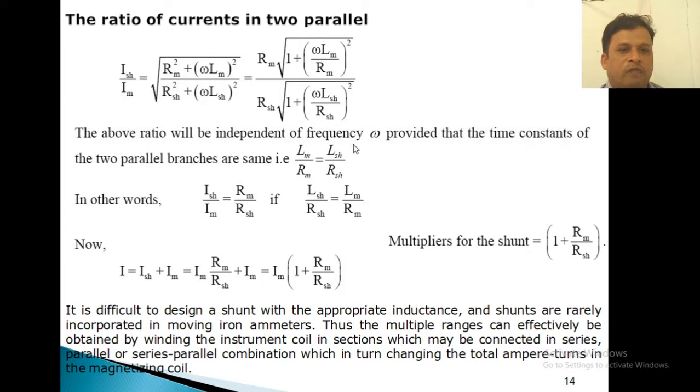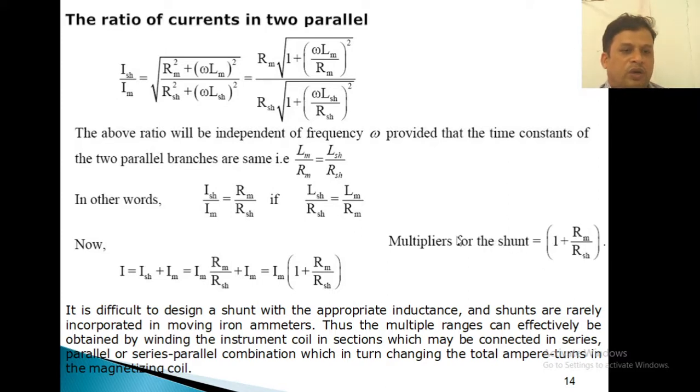The above ratio would otherwise depend on the frequency omega, as you see here, provided the time constants of the two parallel branches are the same, that is, Lm by Rm equals LSH by RSH. Only then ISH by IM equals Rm by RSH. We can say that when the time constants Lm by Rm and LSH by RSH are equal, then only can we write ISH by IM equals Rm by RSH. So this current ratio is equal to the inverted resistance ratio, Rm by RSH. Now the multiplier for the shunt is given by 1 plus Rm by RSH.